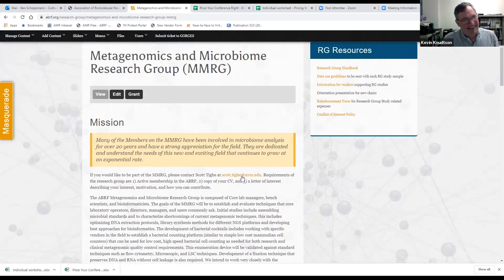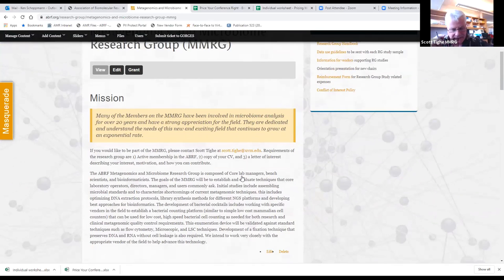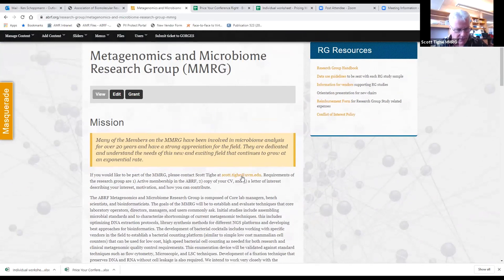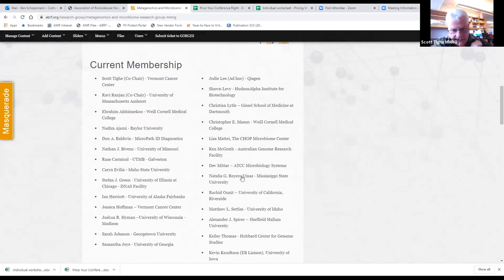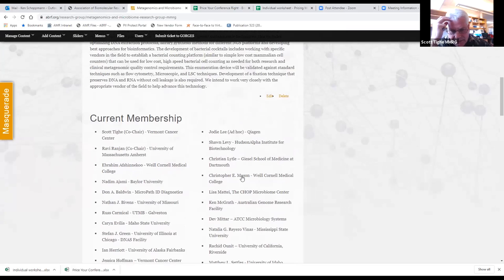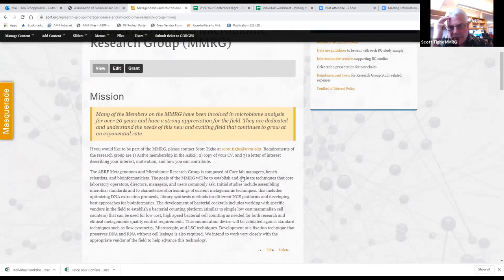Yeah, so a quick update. I have to tell you right now, most of the members of MMRG, their labs are buried in COVID. So I co-chair right now with Robbie. Robbie's lab is buried with COVID testing. And of course, my lab is buried in COVID testing. So we're kind of in a holding pattern right now. It doesn't by any means mean that we're disappearing.